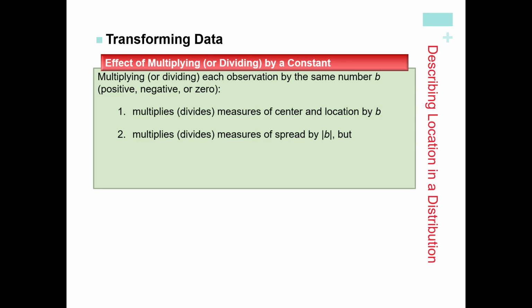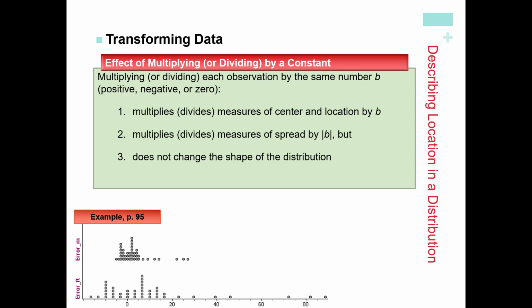This time, though, we also multiply or divide measures of spread by, and this is kind of important, the absolute value of b. So if we multiply all the values in a data set by -5, then those measures of spread increase by a factor of 5, not -5. Remember that you're never going to want to have a negative standard deviation, so this kind of makes sense. However, it does not change the shape of the distribution. This is kind of a weird point, and I'm going to show you what I mean by that.